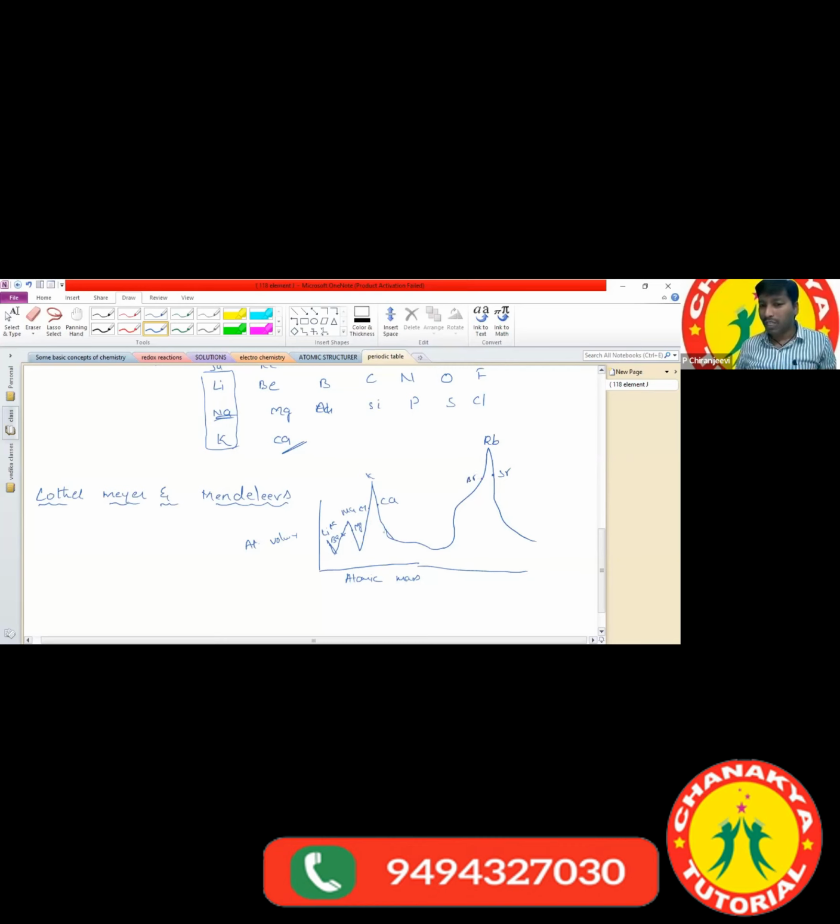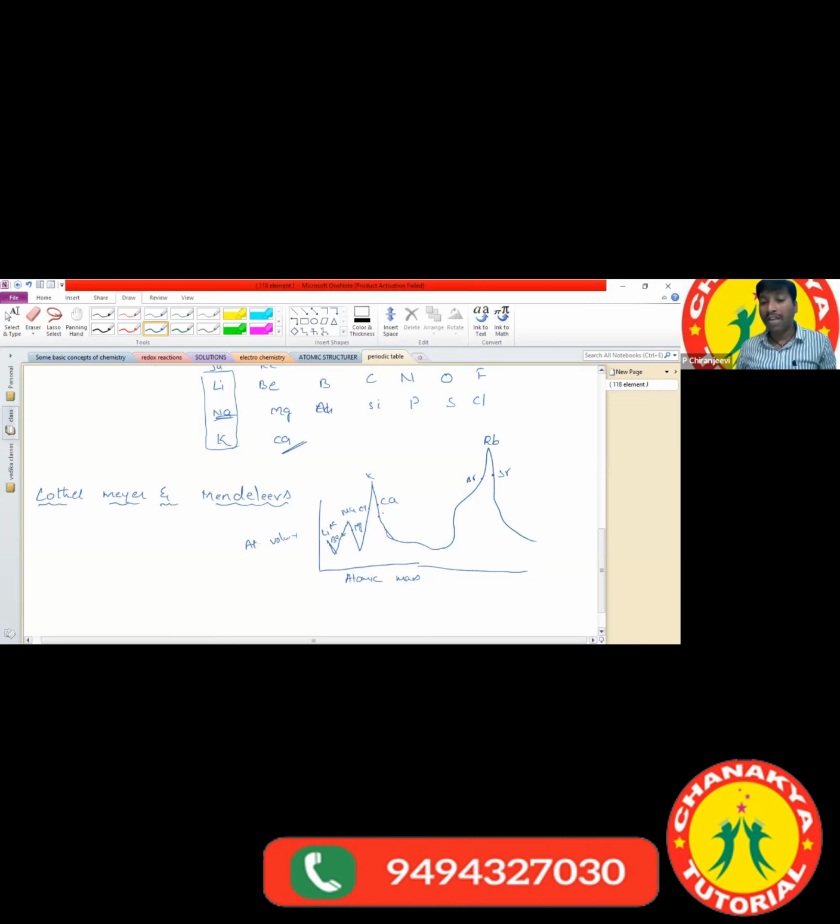And this wide range part is called a broad minima. So transition elements are placed at the broad minima of the curve. Clear? So transition elements are placed here, at the broad minima of the curve.